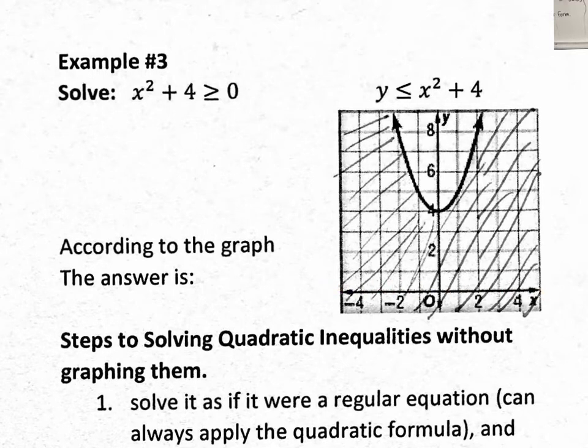So are your answers from negative 2 this way, or from negative 4 this way, or from 0 this way? Where are your answers at in terms of the x number line? All of them. So what do we say? X equals all real numbers.